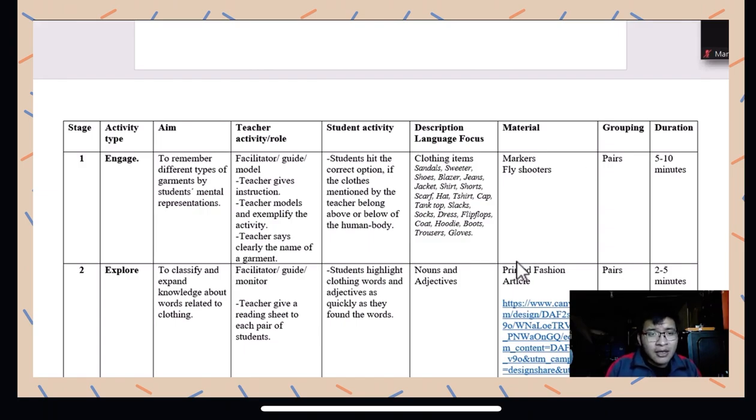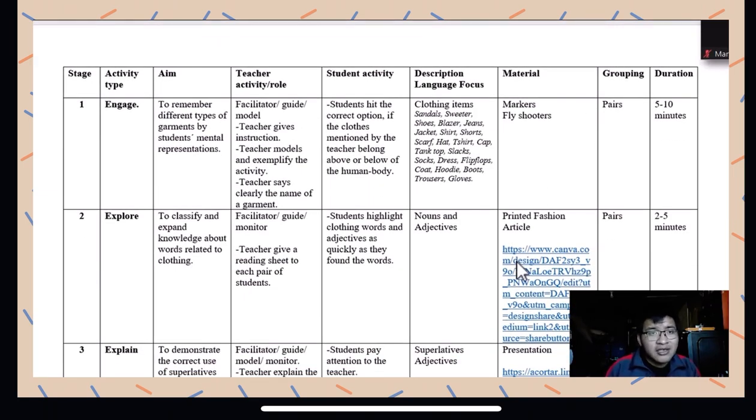Now, the following activity we have planned after the engage part is the explore part. What we are going to do here is make them classify and expand their knowledge about words related to clothing. The role that we have here as teachers is practically the same as the previous activity. The only difference is that we are going to provide a reading sheet to each pair of students, because we are going to make our students work in pairs to make the activity a little bit easier for them, and to facilitate more collaboration. The students' activity here is to highlight, coloring words and adjectives as quickly as they find them.